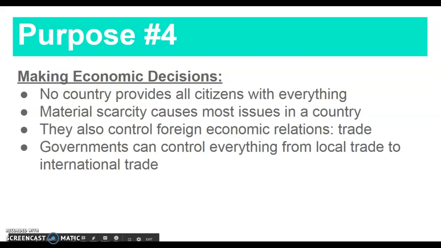They also control foreign economic relations, which means trade. The government is responsible for trading goods with other countries. Governments can control anything from the local trade to the international trade.